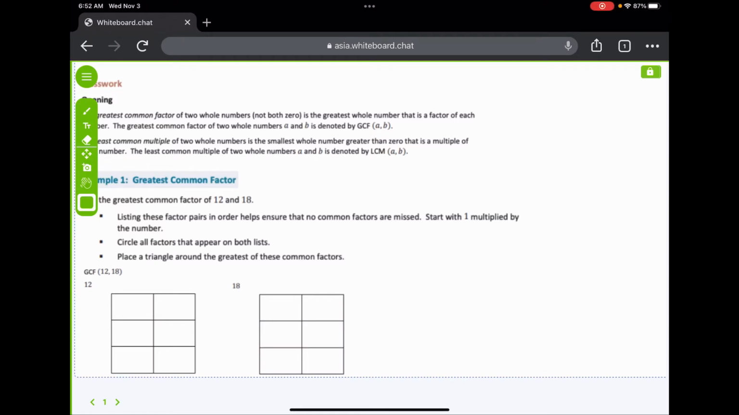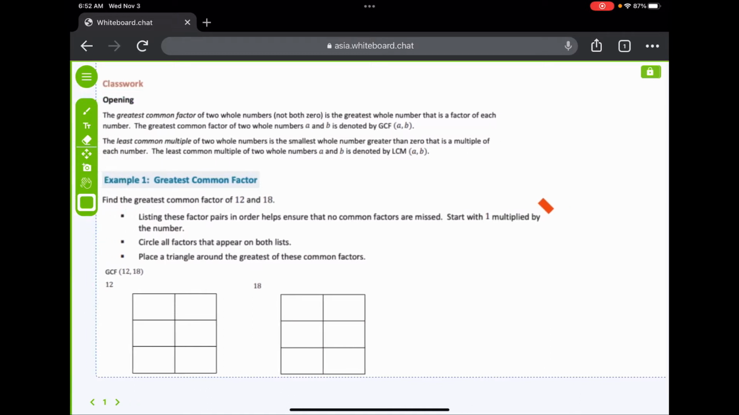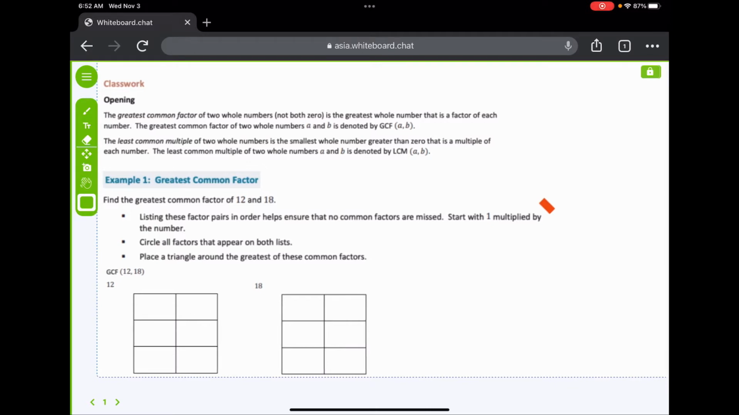Okay, today we're going to be talking about greatest common factor and least common multiple, what they are and how to use them. The greatest common factor of two whole numbers, not both zero, is the greatest whole number that is a factor of each number. A factor is what we multiply together to get a product. The two numbers that we're multiplying together are factors. The greatest common factor of two whole numbers, A and B, is denoted by the GCF of A, B.